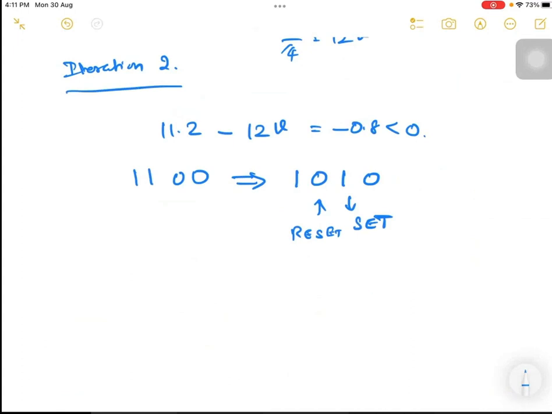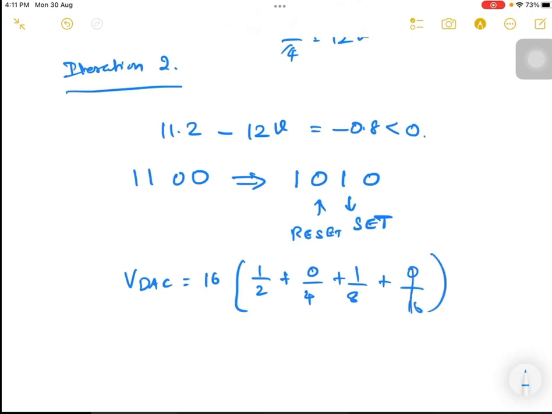Now we'll find out the VDAC value. VDAC equals 16, the voltage reference, into 1 by 2 plus 0 by 4 plus 1 by 8 plus 0 by 16. So this becomes 0. So 16 into 1 by 2 means how much you are getting? Here it is 4 by 8, 5 by 8.